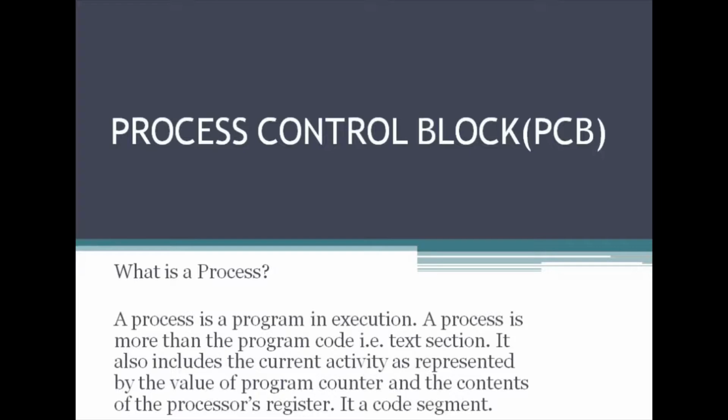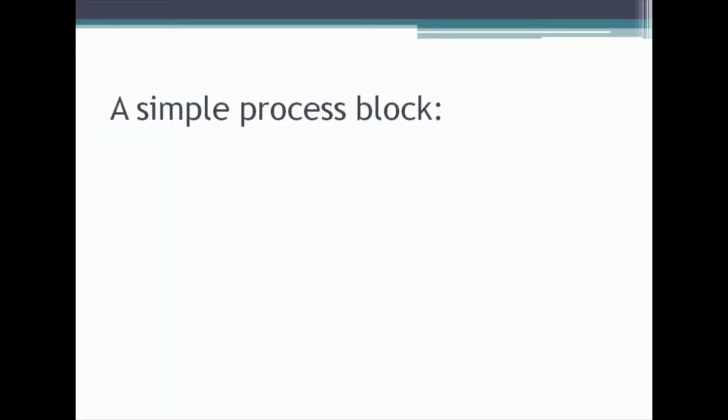A process is more than a program code, that is, the text section. That means the text section you write in a .c file or .java file, anything it can be. Not only that, a process also includes the current activity, represented by the value of the program counter and the contents of the processor's registers. These are also other things that are included in the process.